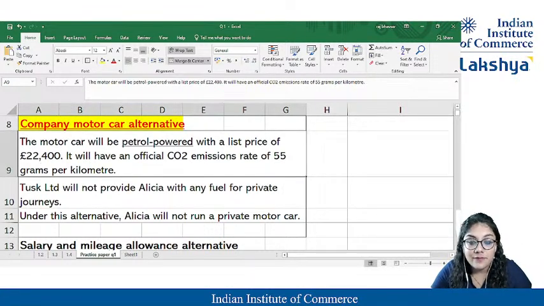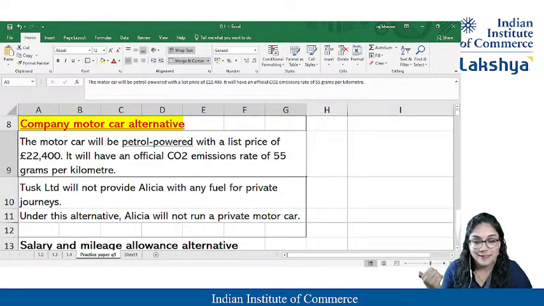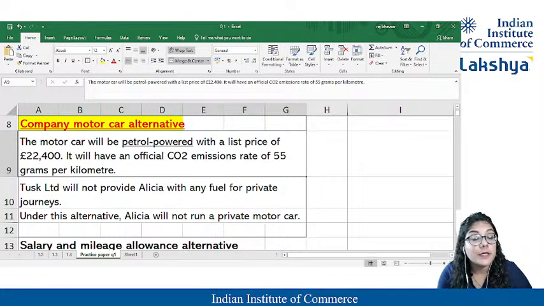The car will be at a list price. So the price of the car is given. The motor car will be petrol. If it is petrol, and it is going to emit 55 grams per kilometer, I think you would have already got the answer in some percentage. If you check the answers that they have provided, guys, it is outdated. It's old, so that is something revised. The motor car will be petrol powered with the list price of 22,400 pounds. It will have an official CO2 emission rate of 55 grams per kilometer.